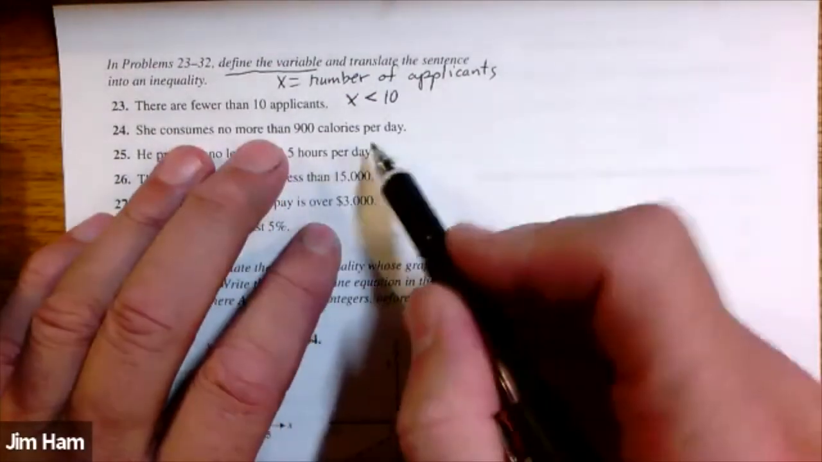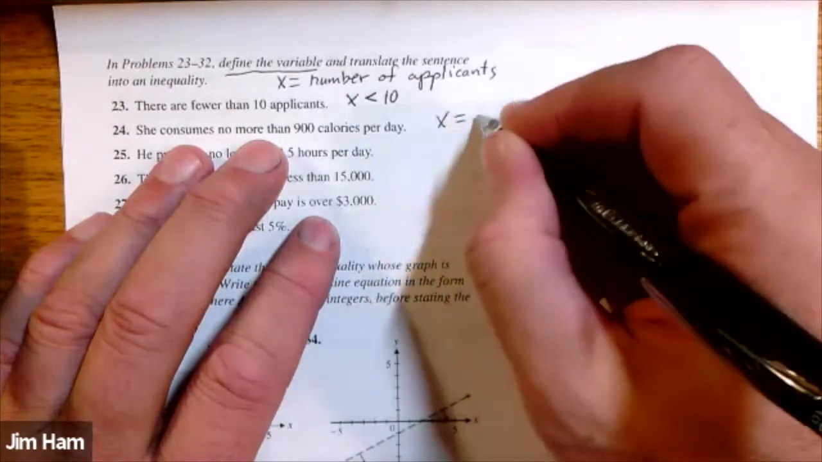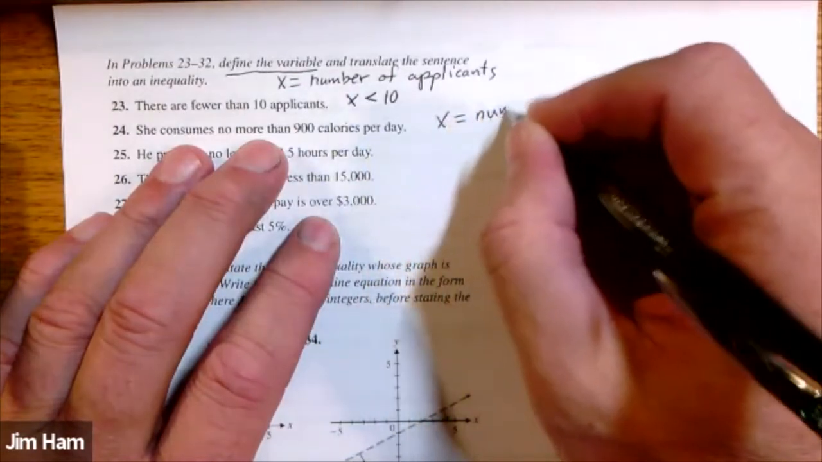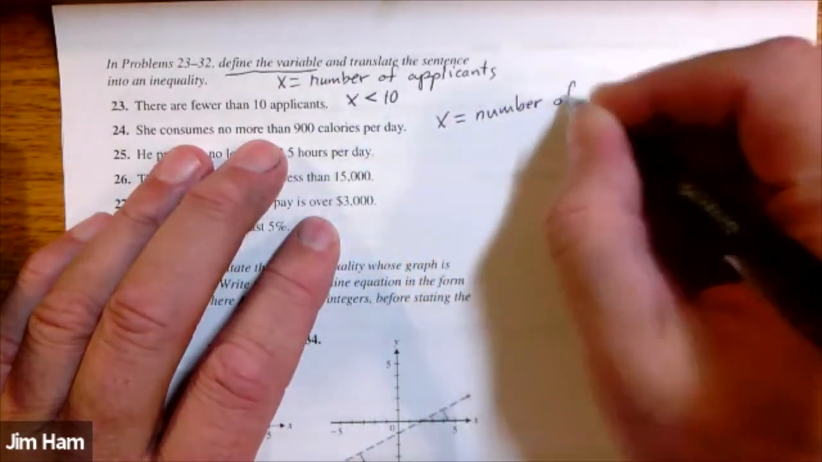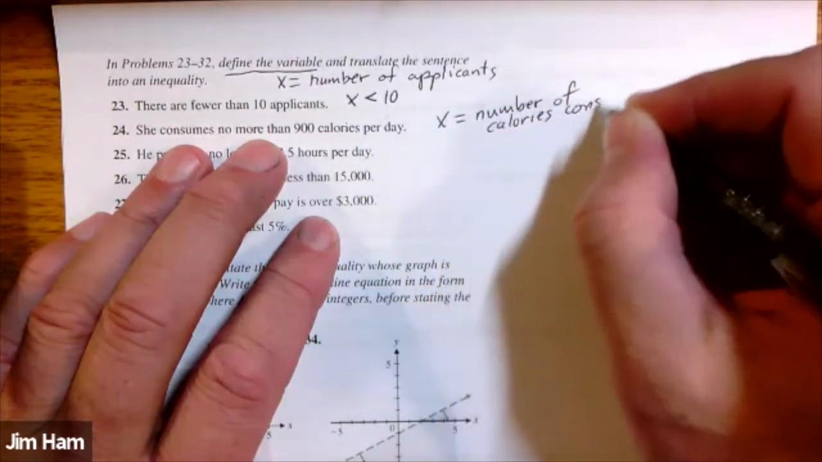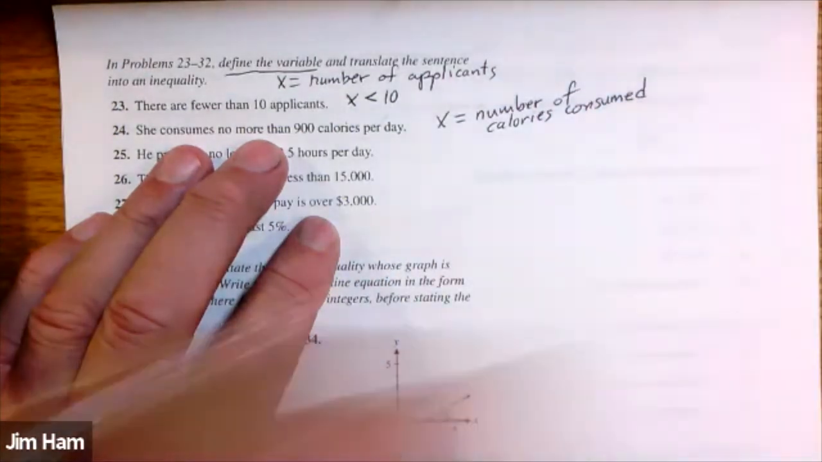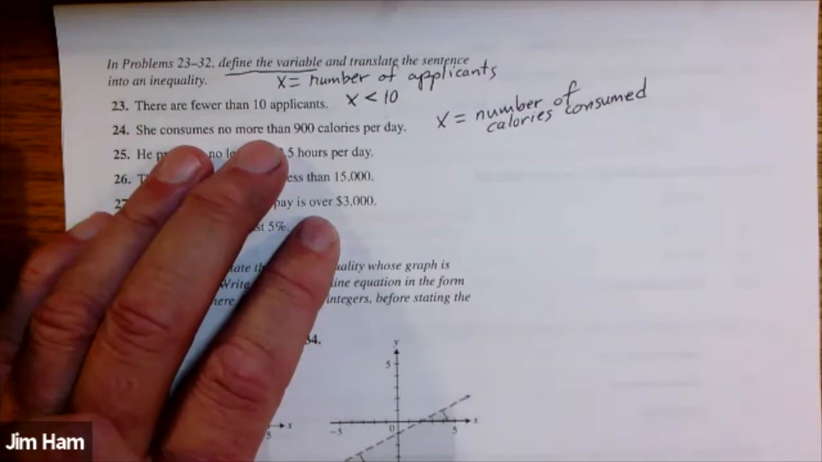She consumes no more than 900 calories. X equals number of calories consumed. We'll always start the word problems by defining the variables. If you don't define the variables, then we won't know what we're talking about. Or you might know, but I might not know what you're talking about.